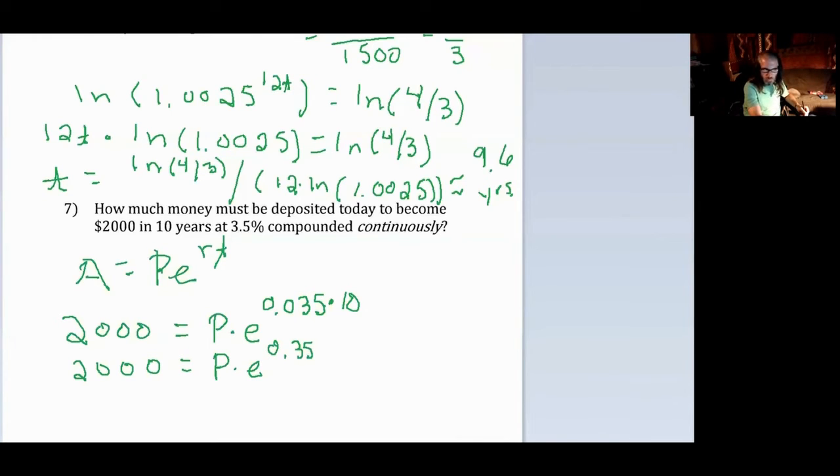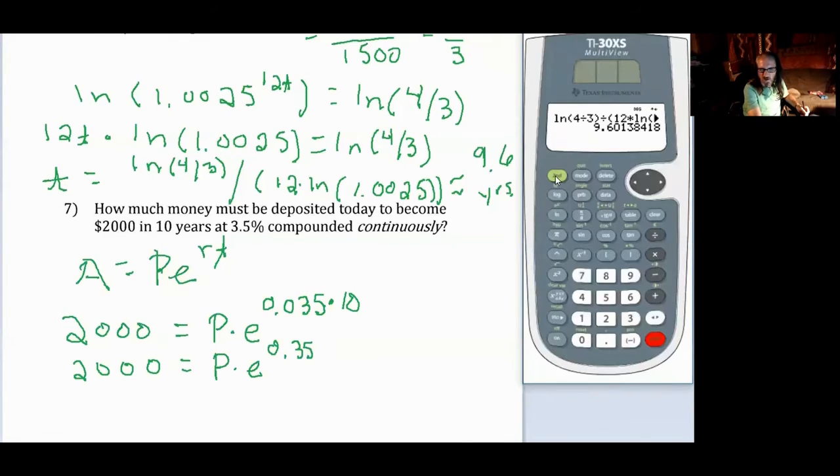E is just a number. You don't have to use that approximation that I mentioned earlier, because the calculator has an even more exact one. This is not all of it, but it's more exact than saying 2.72. So use the calculator's approximation for that. Raise E to the 0.35 power. And that's just something that's being multiplied to P.